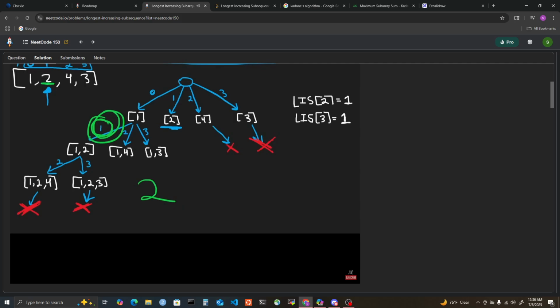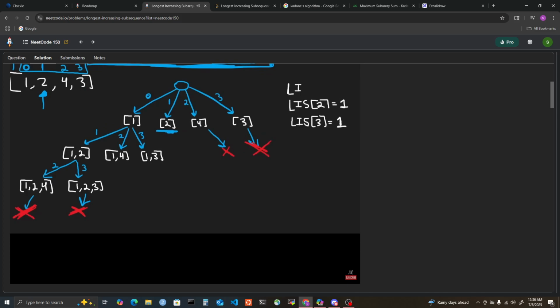Because if we start with a 2, then we can add a 4 or we can add a 3, but we cannot add both of them. So we can mark the longest increasing subsequence starting at index 1 to be length 2. So we actually don't even have to go down this path once we already go down here because it's just going to be repeated work.